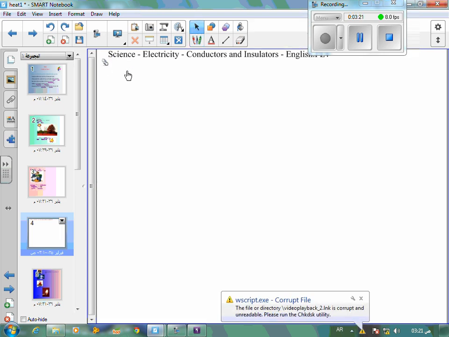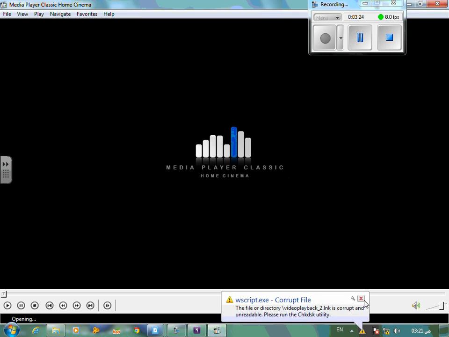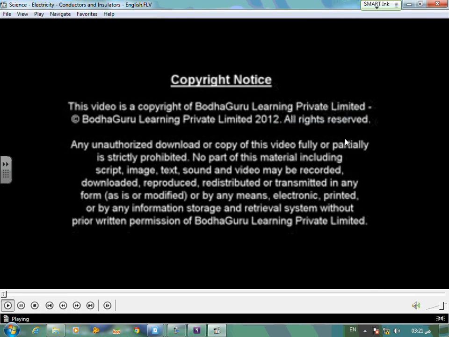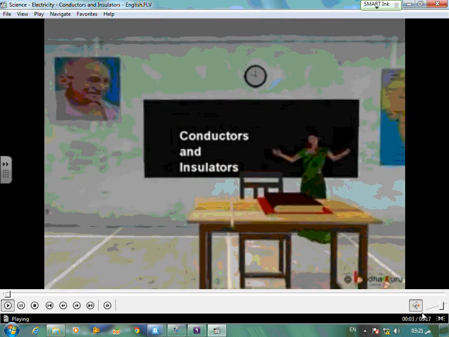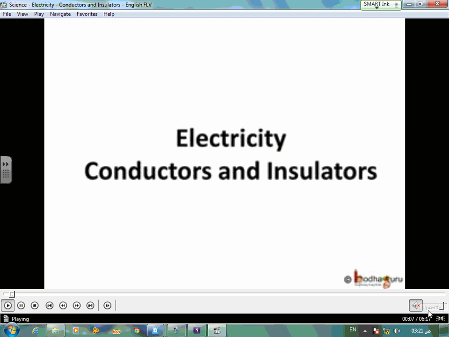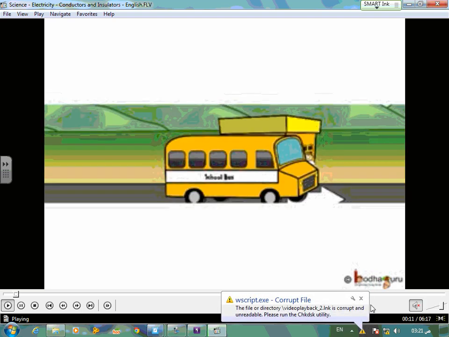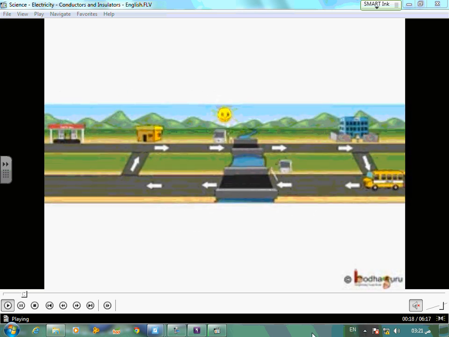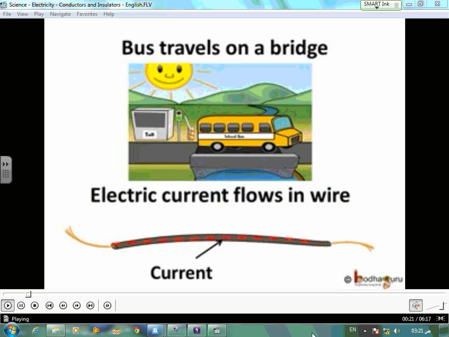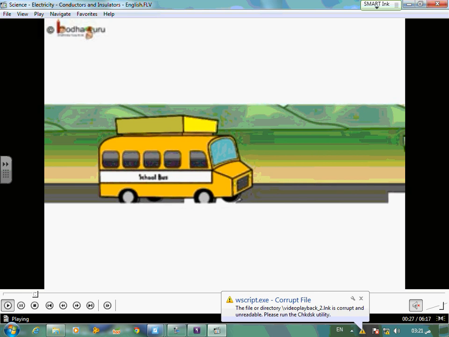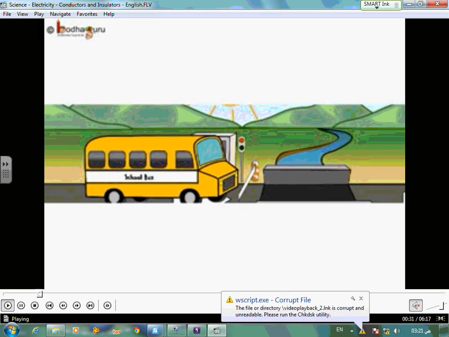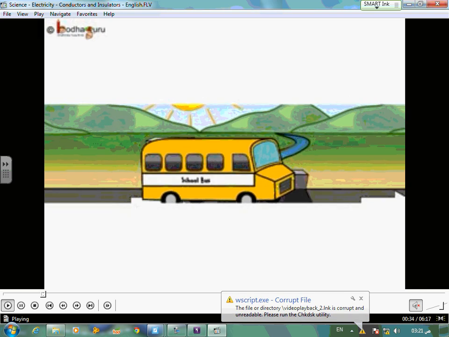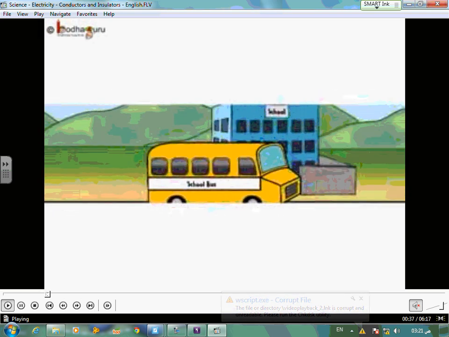We imagine that. This video shows how the electricity is moving in a wire. Electricity, and another lesson is conductor and insulator. We imagine that electricity moves in a wire as when a student travels on a bus that travels on a bridge. Electric current flows in a wire. So the student reaches school as electricity moves in a wire.